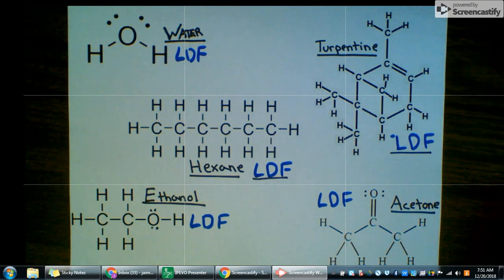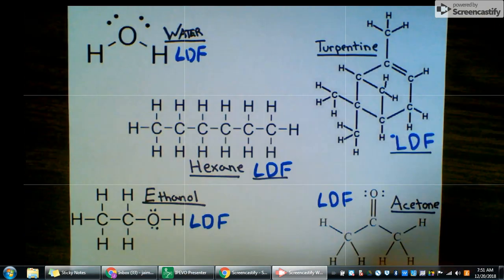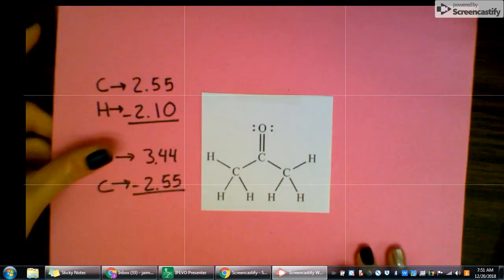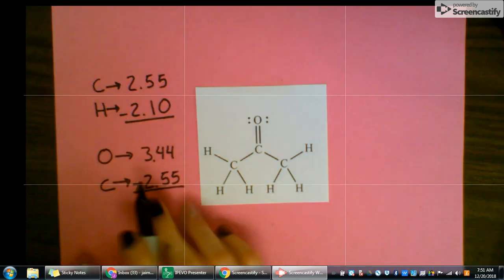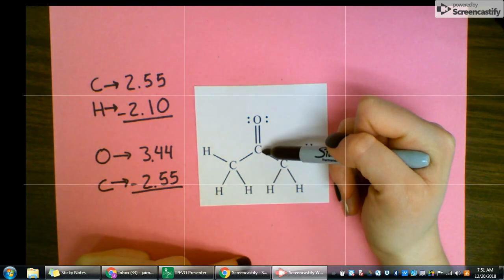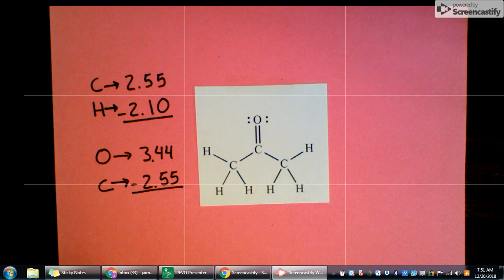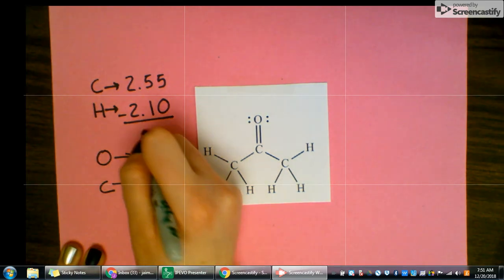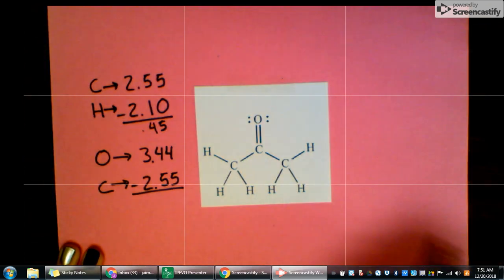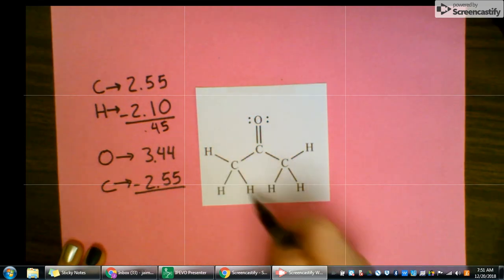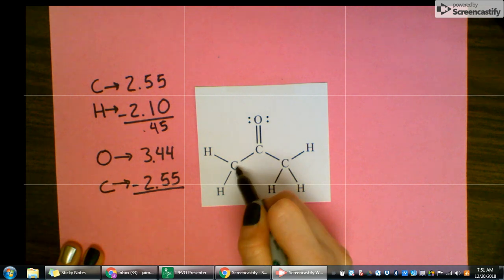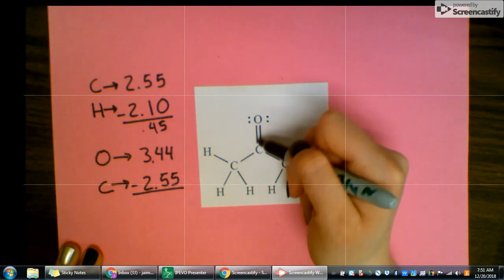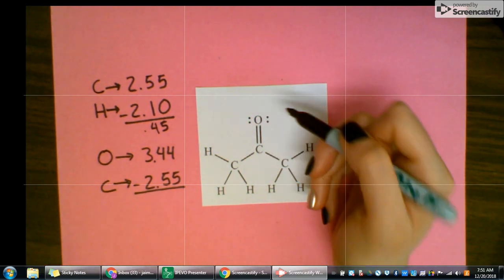All right, the next one we're going to go ahead and talk about is acetone. Acetone has a bond from oxygen to carbon, and then it has a bond from carbon to hydrogen. We know that the difference between carbon and hydrogen is 0.45, so these bonds are going to be nonpolar. This bond from carbon to carbon is going to be nonpolar. But how about this bond between oxygen and carbon?